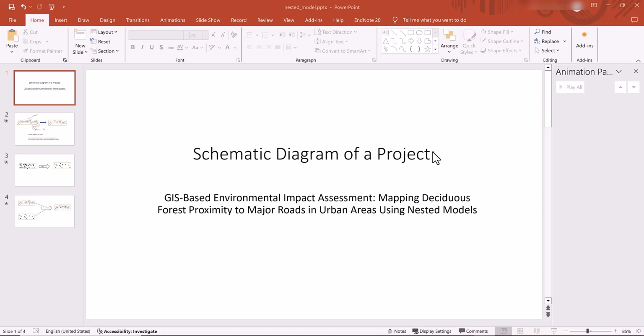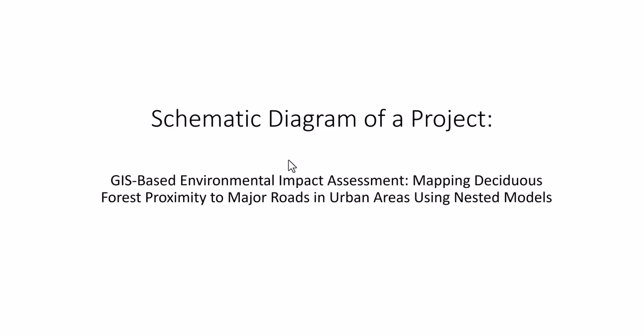So that is why the title of this project is a GIS based environmental impact assessment, mapping deciduous forest proximity to major roads in urban areas using nested models. Now let's visualize this project flow with a schematic drawing.